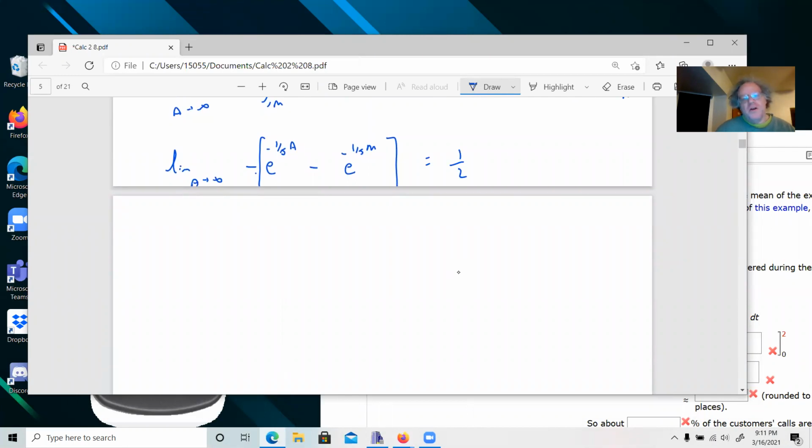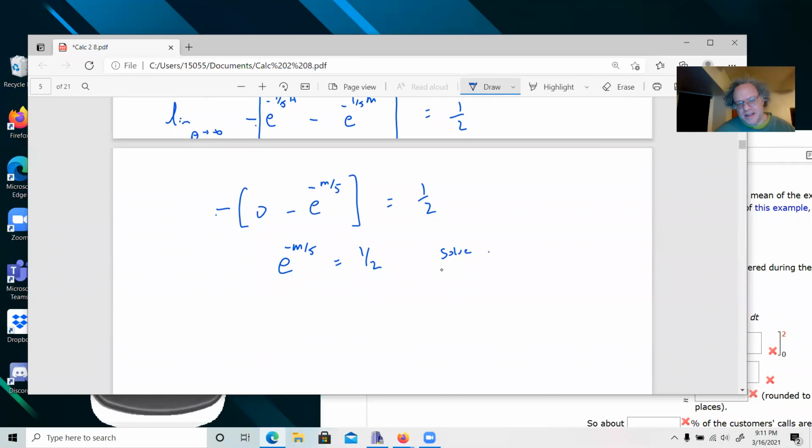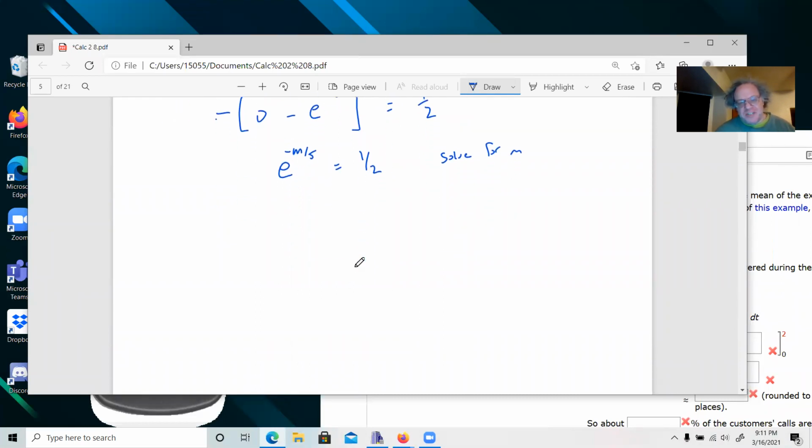As a goes off to infinity, what's going on? That's 0. So that's negative 0 minus e to the negative m/5, equals 1/2. Negative times negative, we get e to the negative m/5 is equal to 1/2. And now we've got to solve for m. Do you remember what to do when you have a variable in the exponent position? Hopefully me just asking that question will jog your memory to say, oh yeah, natural log.